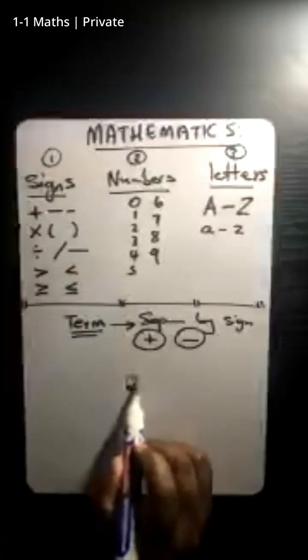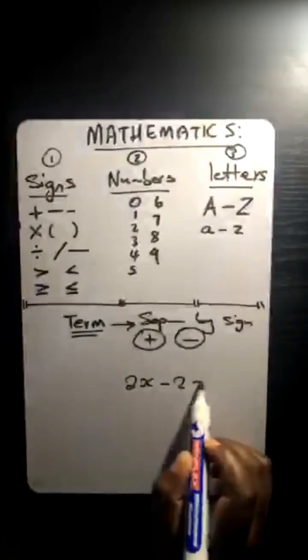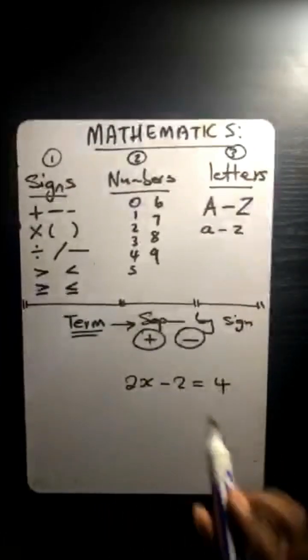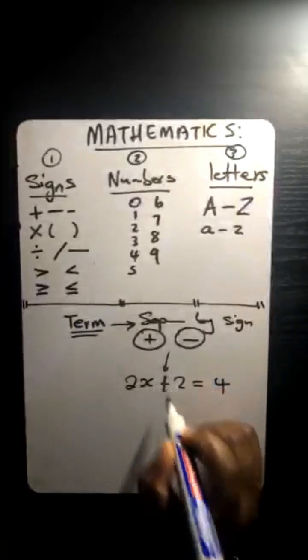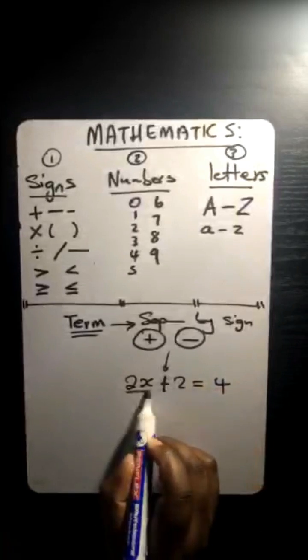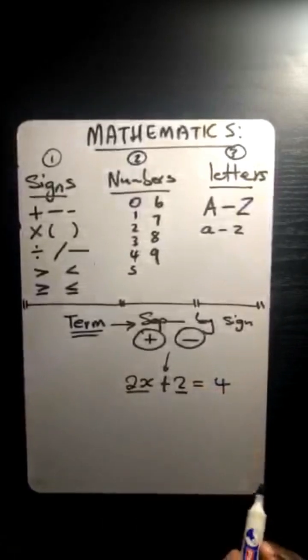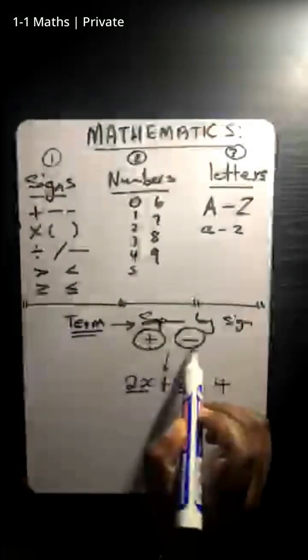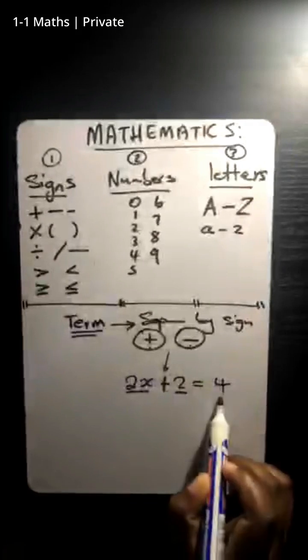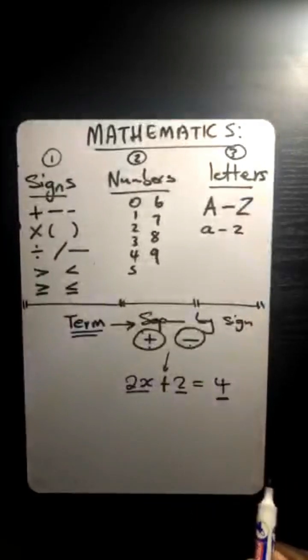So that means every time, let's say you have 2x minus 2 is equal to 4. Can you see? You've got a sign of a minus. It could be a minus or a plus, which means this is a term, this is a term. So that's what I mean when I say a term. It's separated by a sign of a plus or a minus. So here you are having only one term.